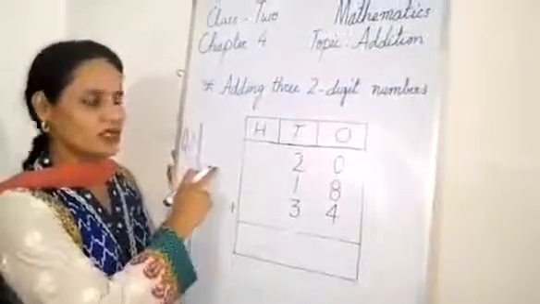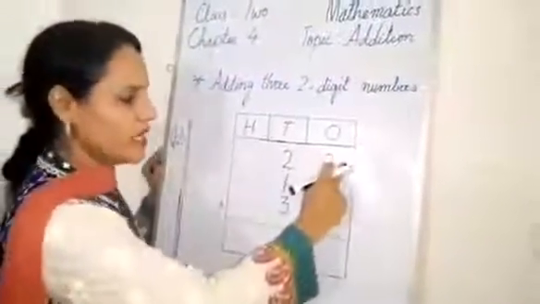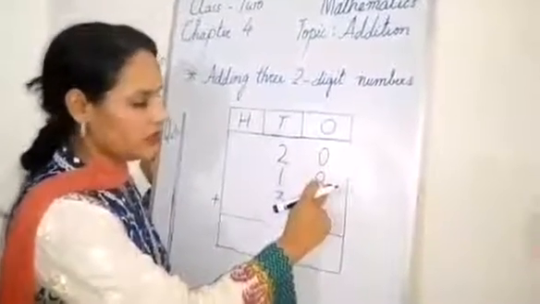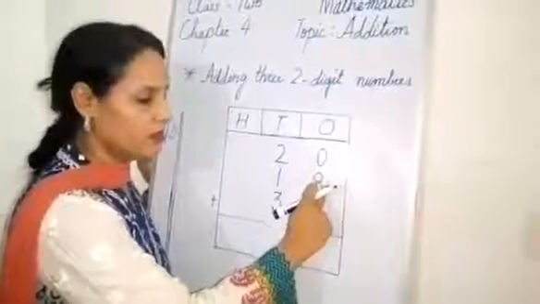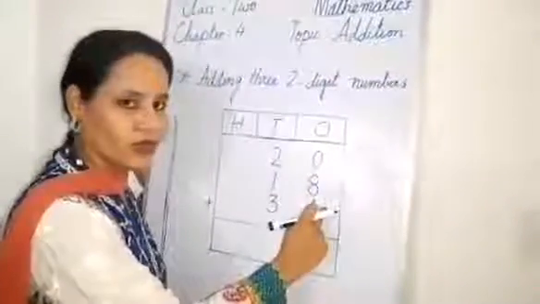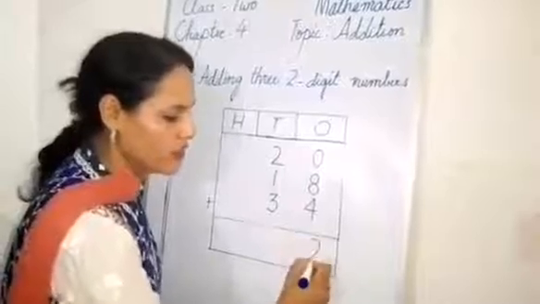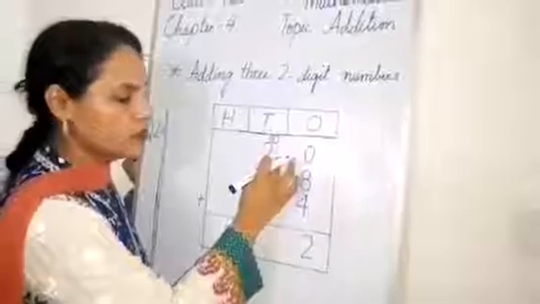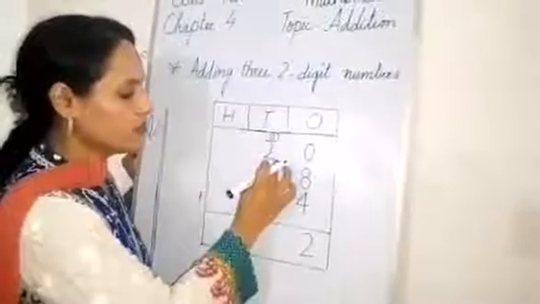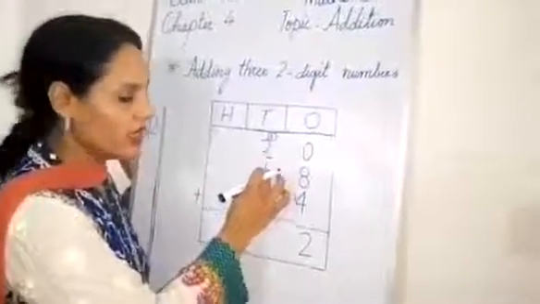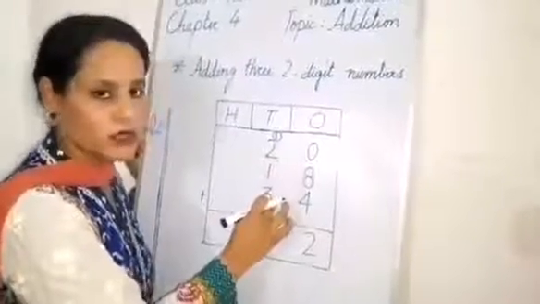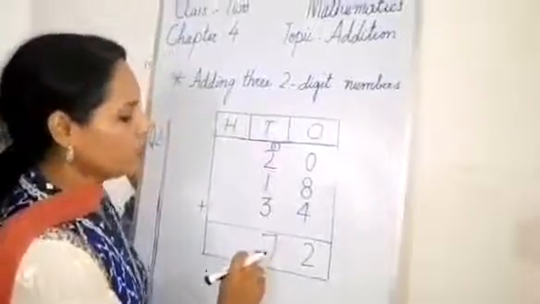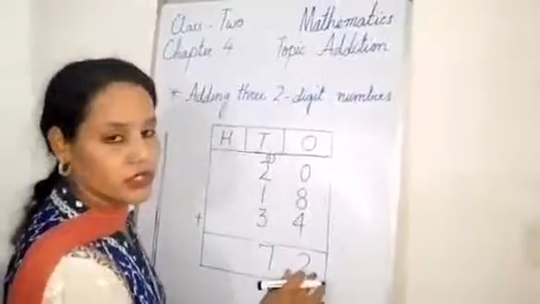Students, we will do question number 2 now. First we will add ones. 0 plus 8 is equal to 8. Then 8 plus 4 is equal to 12. 2 we will write here and 1 will carry over here. 1 plus 2 is equal to 3. Then 3 plus 1 is equal to 4 and then 4 plus 3 is equal to 7. So answer will be 7. And now answer is 72.